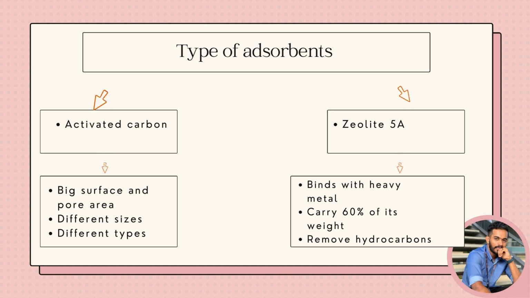Whereas zeolite 5A is a very effective adsorbent which is used to remove hydrocarbons and heavy metals. The advantage that can be seen in the zeolite is in its physical structure, where it is able to bind to heavy metals and hydrocarbons. Not only that, the zeolite is naturally able to carry up to 60% of its own weight in water and 30% of its weight in oil.